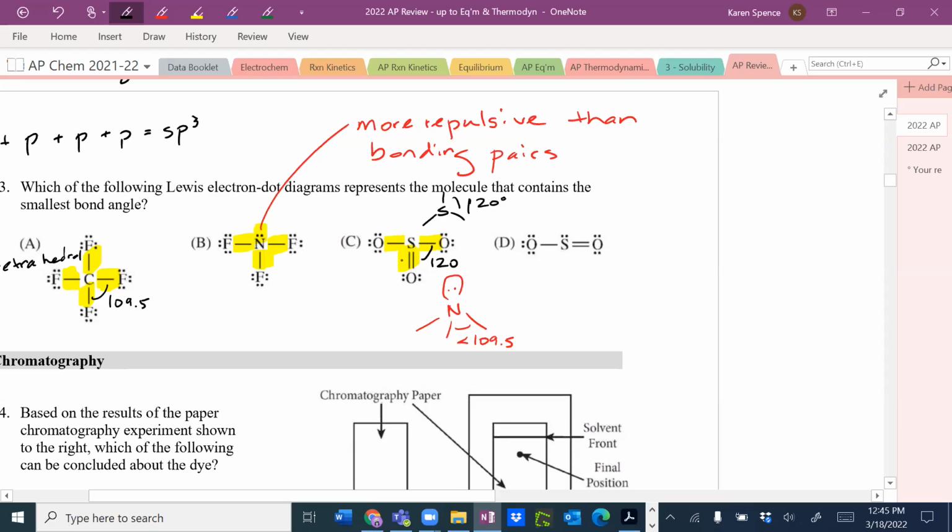sp2, yeah, because we need 3 things, an S and a P gives us sp2. By the way, what is the hybridization of the nitrogen in B? Hybridization of the nitrogen in B is sp3 because we need 4 electron domains. And it is tetrahedral in its electron domain geometry.